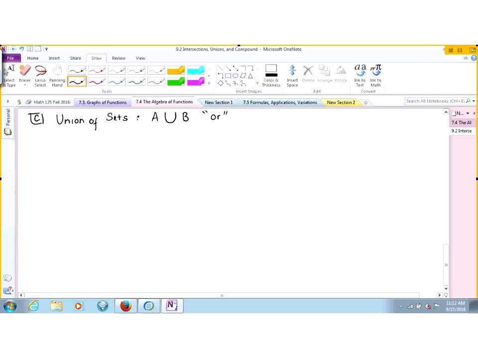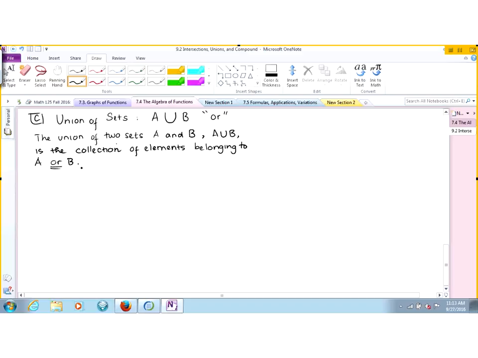What is A union B? So the union of two sets, A and B, denoted as A union B, is the collection of elements belonging to A or B. All right. So it's belonging to A or B.